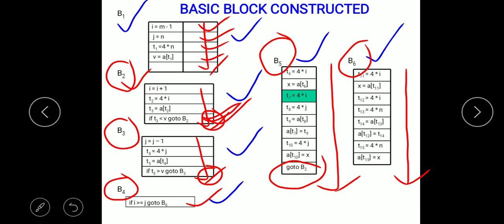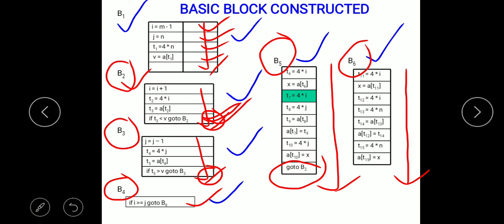Now how to identify leader statements. Rule number 1, the first statement would be a leader statement. Rule number 2, any statement which is the target of a conditional or unconditional go to would be a leader statement. Rule number 3, any statement which immediately follows a conditional go to would be a leader statement. In this way, you can identify all leader statements.